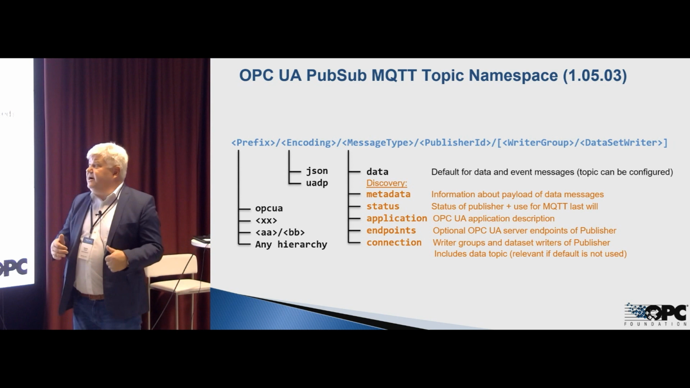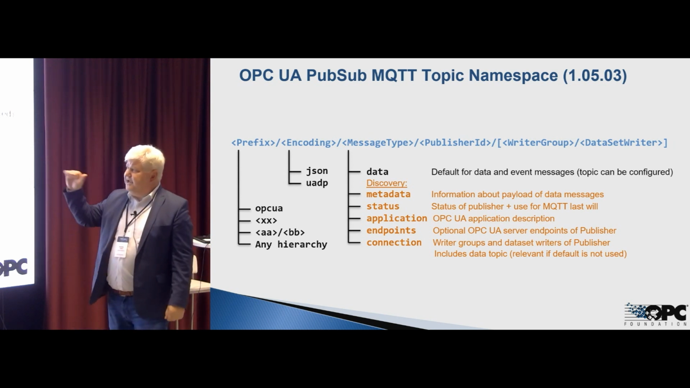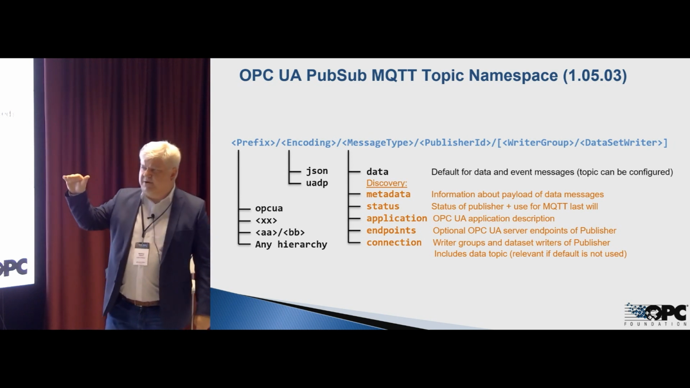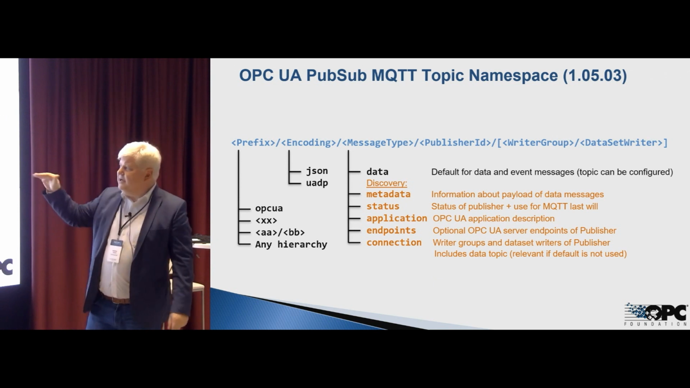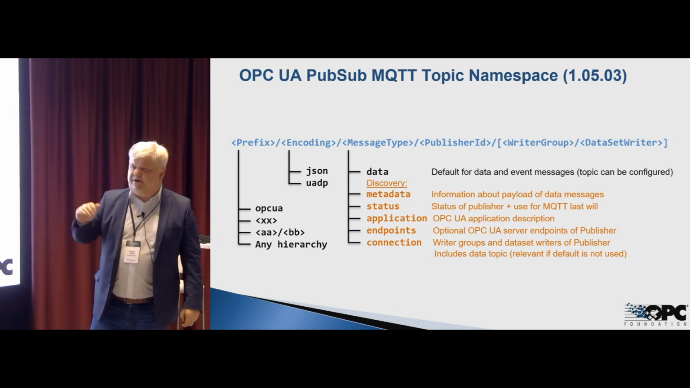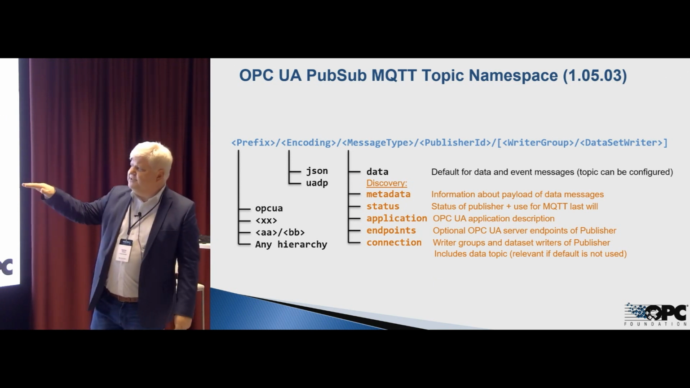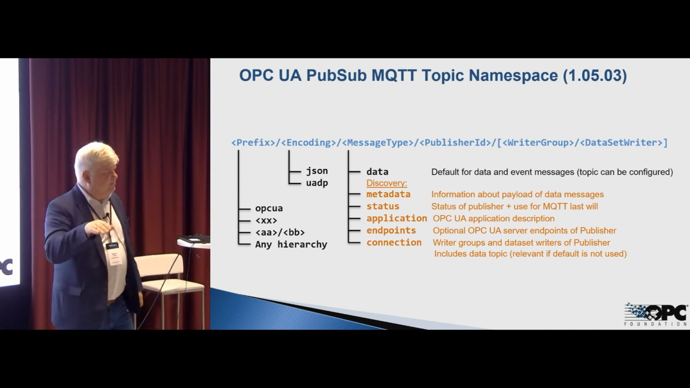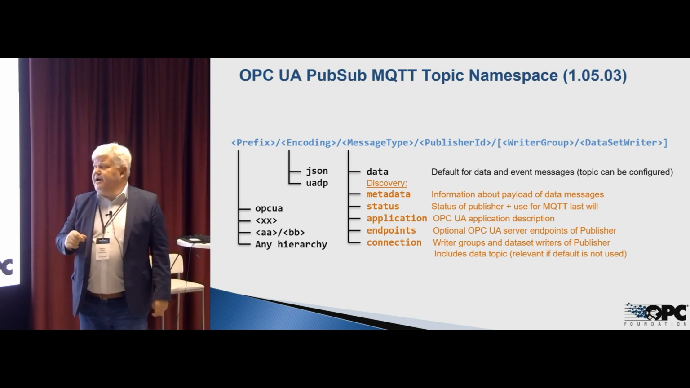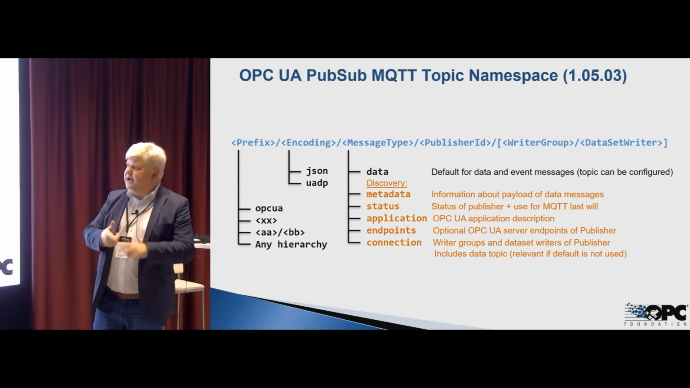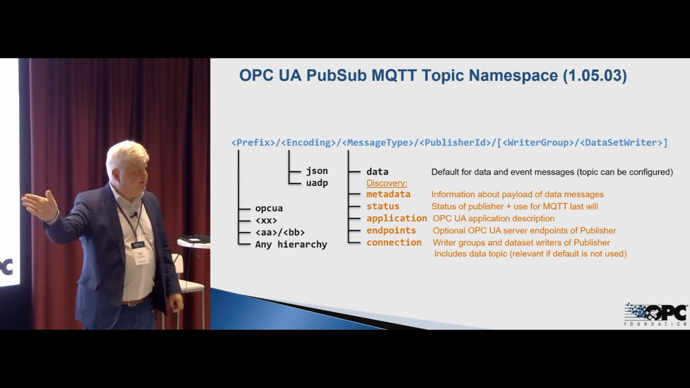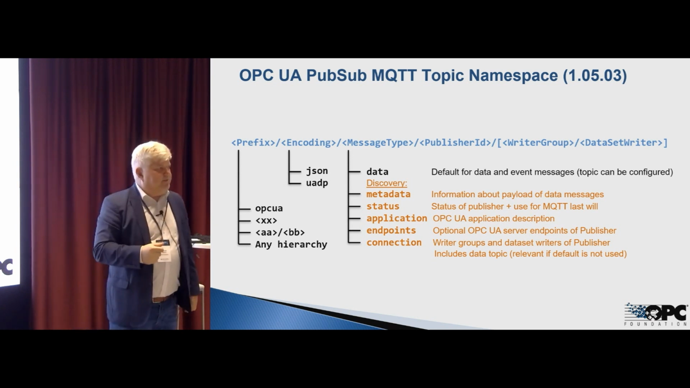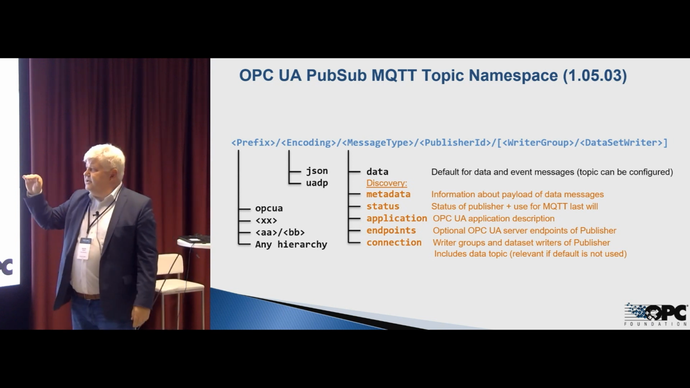Then we have the message types. So we have the data, which is something we always had. Also the metadata message was already defined, but we added additional ones that we had already in the binary messaging. And now we have a definition for JSON, and we have a definition here in the topic tree where you can get them from. And that's status.